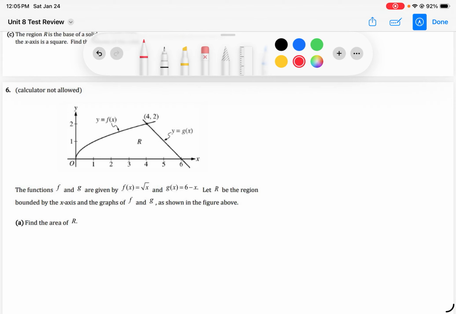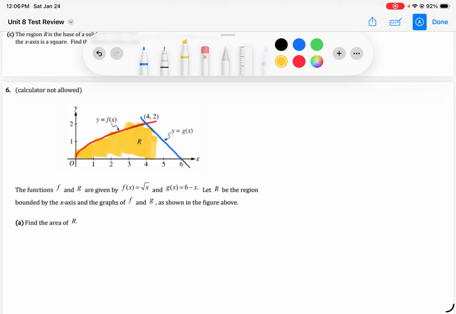All right, in this video, we're going to do two more questions off the review, the FRQ questions that mainly talk about area and volume of shapes. And so this one says functions f and g are given. f is the square root of x, and then g is 6 minus x, so it's just linear. R is the region bounded by the x-axis and the graph of f and g as shown in the figure above. All right, so now we've got an idea what's going on.